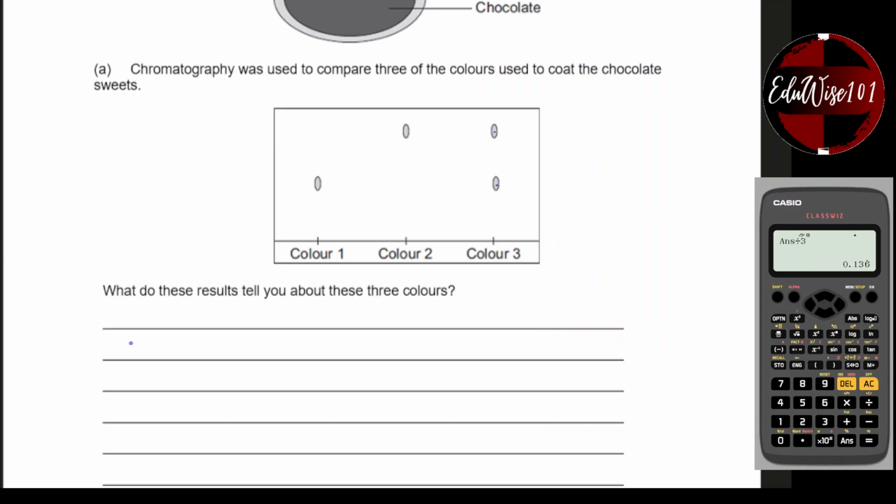Right? Color 1, so you can say color 1 and 2 have only one color, or you could say pigment, right? Say color 1 and 2 have only one spot.